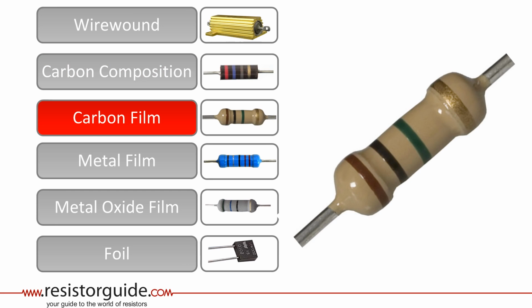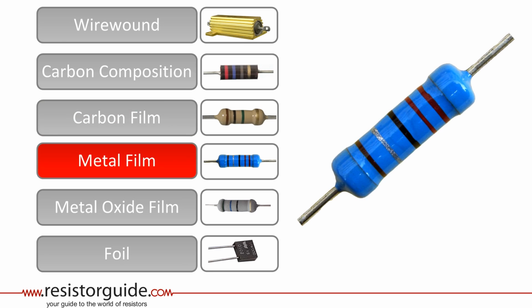They are made out of a non-conducting core with a thin carbon film around it. Carbon film resistors have a higher accuracy than carbon composition resistors, but have inferior properties compared to metal or metal oxide film. Metal film resistors have a similar construction as carbon film resistors, but have a metal layer instead of a carbon film. They have a better accuracy, a lower temperature coefficient, and a fairly good stability.